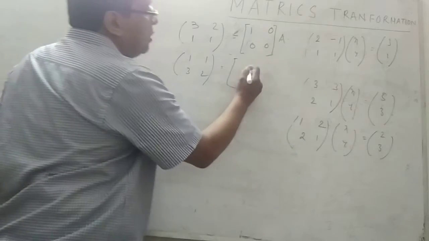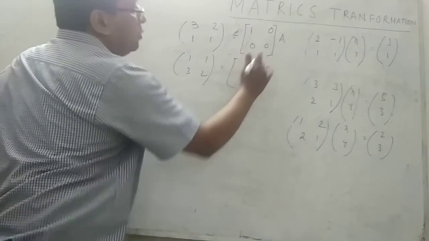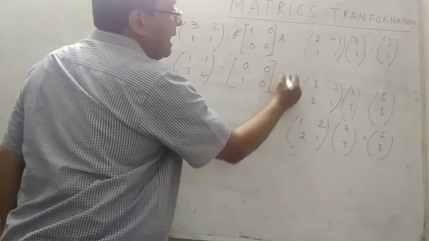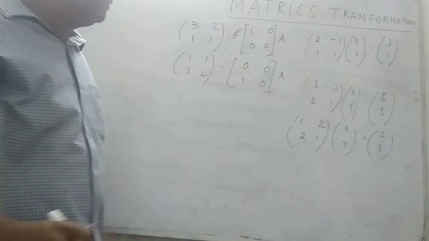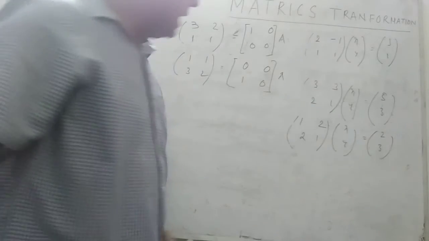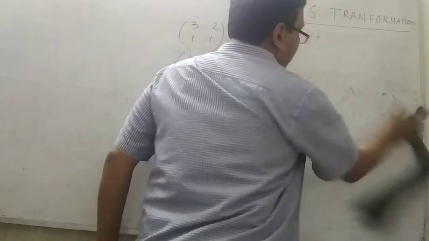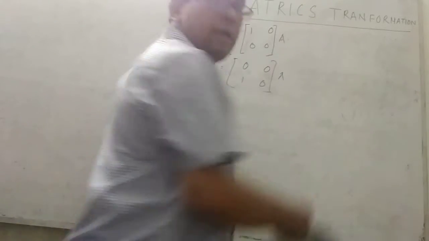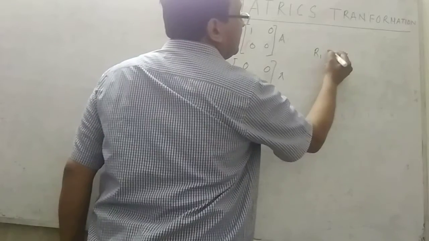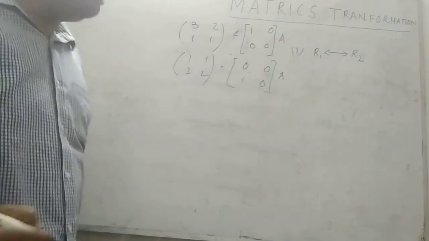So this 0, 0 I will write in row 1 and 1, 0 I will write over here. This I can write, and the variable part I can write in this way. These transformations we have learned as R1 interchange into R2. These are the first operations we have done in matrix transformations.